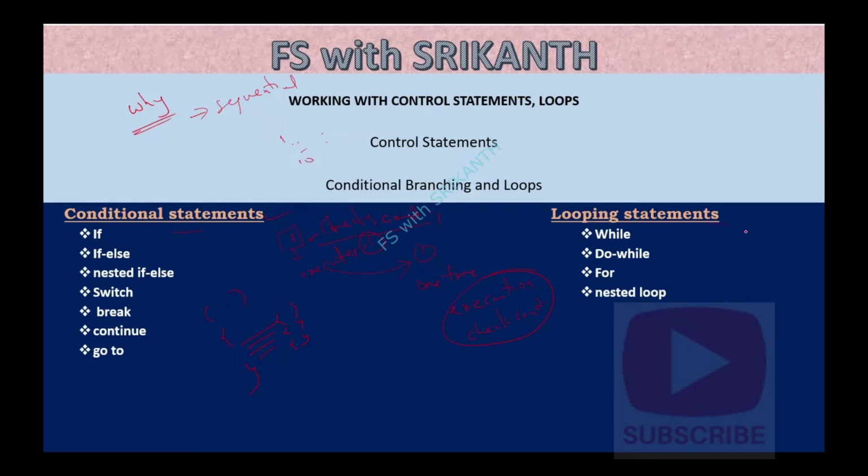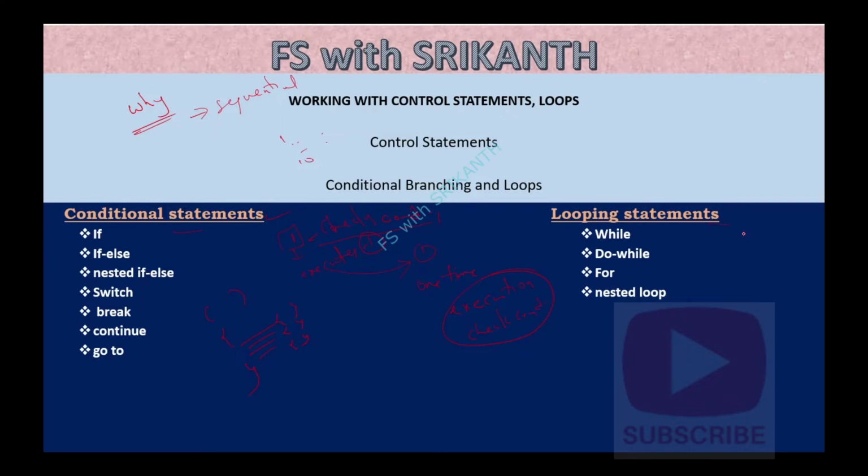But in a looping statement, what happens? First it checks the condition, it executes the block of statements, and again it updates its variable. The iteration can be changed with the help of variable values, with the help of increment and decrement operators. It updates the variable, and again it checks the condition and executes the block of statements until the condition becomes false. This is how looping statements are executed.